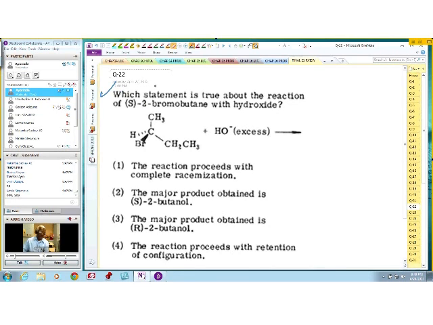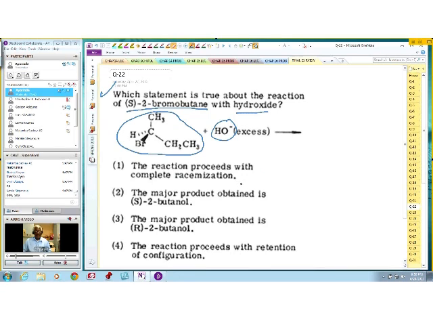Which statement is true about the reaction of S2-bromobutane with hydroxide? Okay, thank you, and very good. So this question is saying which statement is true about the reaction of S2-bromobutane with hydroxide. So this reaction here, this is S2-bromobutane with hydroxide. Which statement is true? The reaction proceeds with complete racemization.